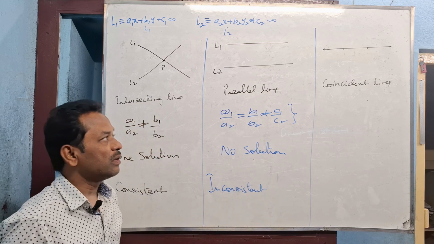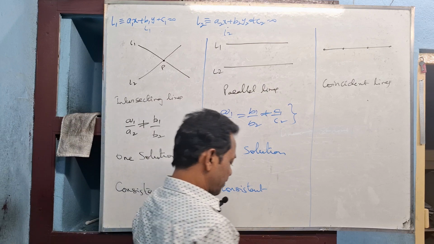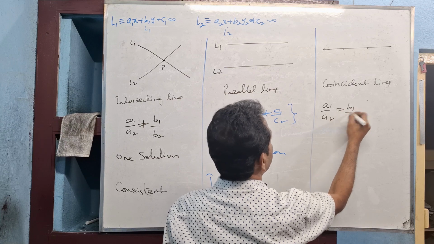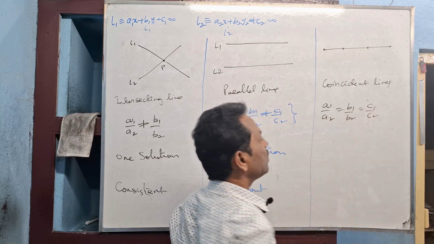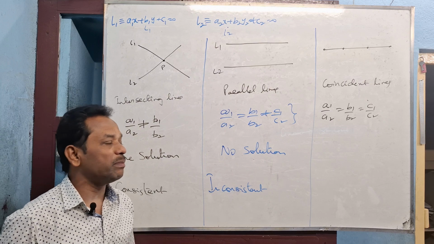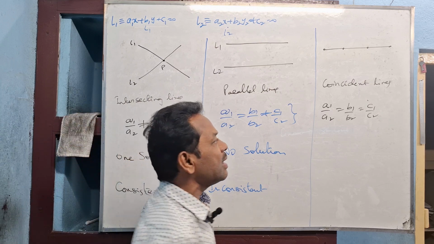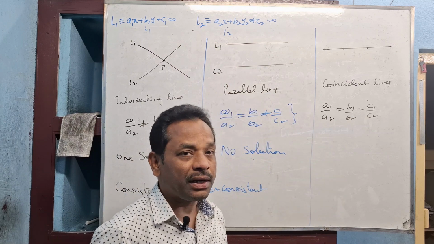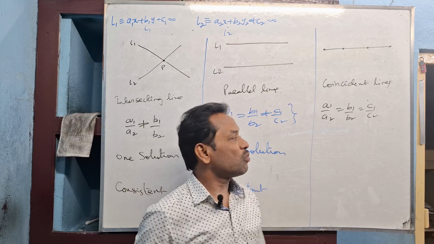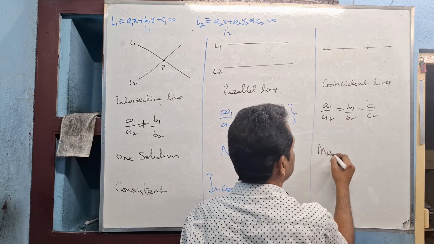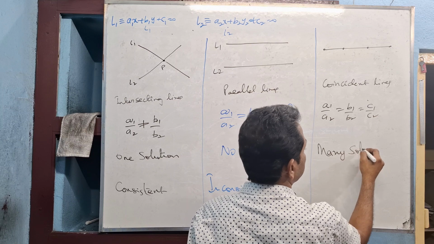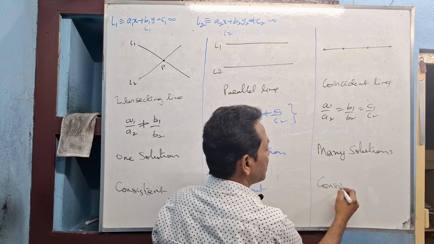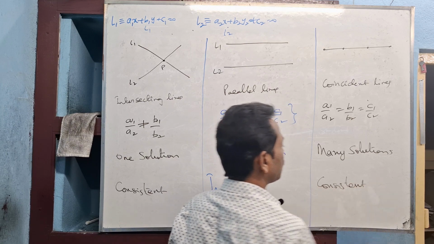Okay, bachcho. Now let's go for the next one. If you get a condition like this, a1 by a2 equal to b1 by b2 equal to c1 by c2, then I can say the two lines are coincident lines. Coincident means one line lying on another line. So for coincident lines, we have many solutions. Since we have solutions, we can say it is consistent.